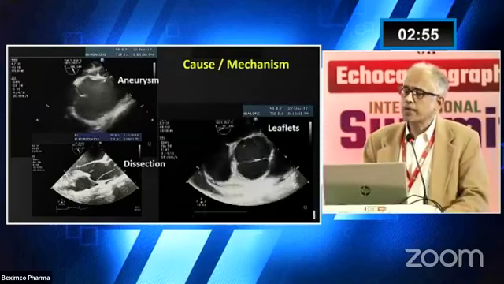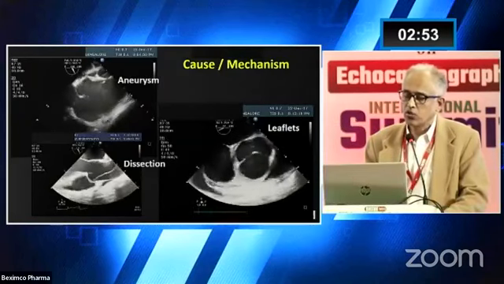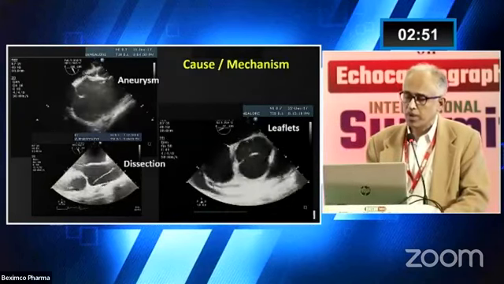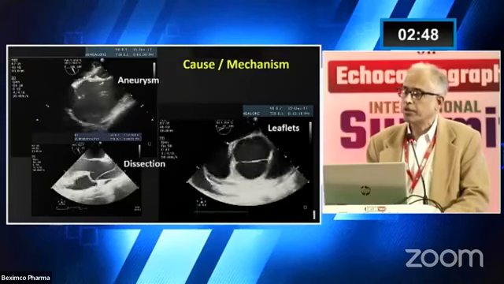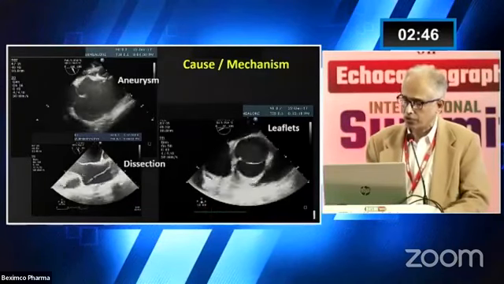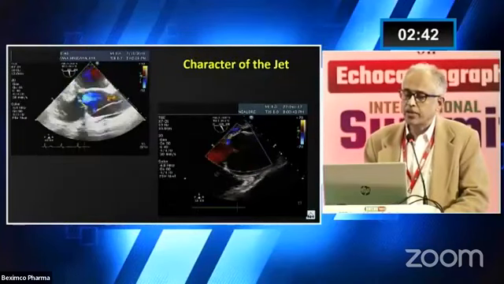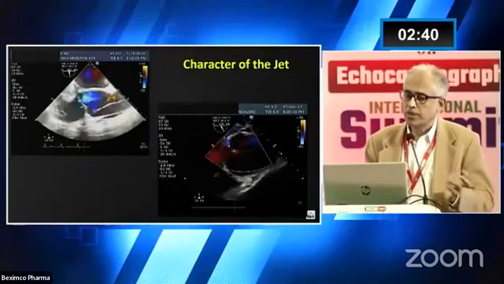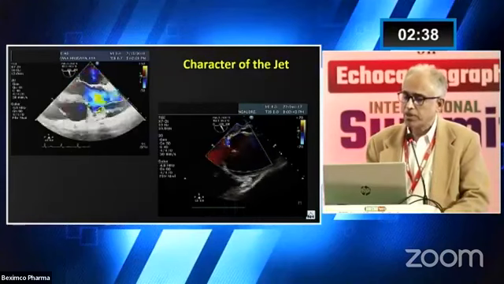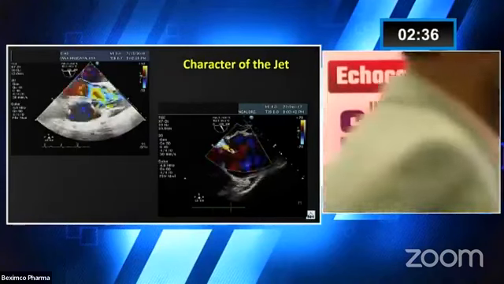Next, the cause for the AR. A few examples. Is it an aneurysm like this, an aortic root aneurysm? Or is it a dissection? Or is it something to do with the leaflets? These are quick see-throughs you have to look at. And then the character of the jet. Is it eccentric? That means there is some problem with the coaptation, and then it becomes a problem in terms of quantitation.